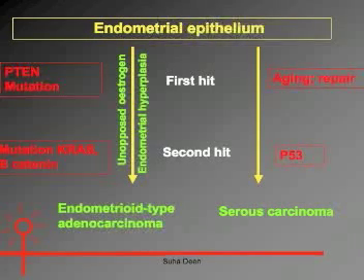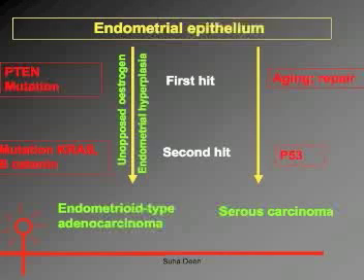Endometrioid type adenocarcinoma usually arises on a background of high estrogen level, and if someone got the first hit, PTEN mutation for example, then all it requires is another hit of mutation, for example mutation of beta-catenin or KRAS, to cause endometrioid type adenocarcinoma. This is following the two-hit theory, which is mentioned briefly in the cervical carcinogenesis part 3 in this lecture.